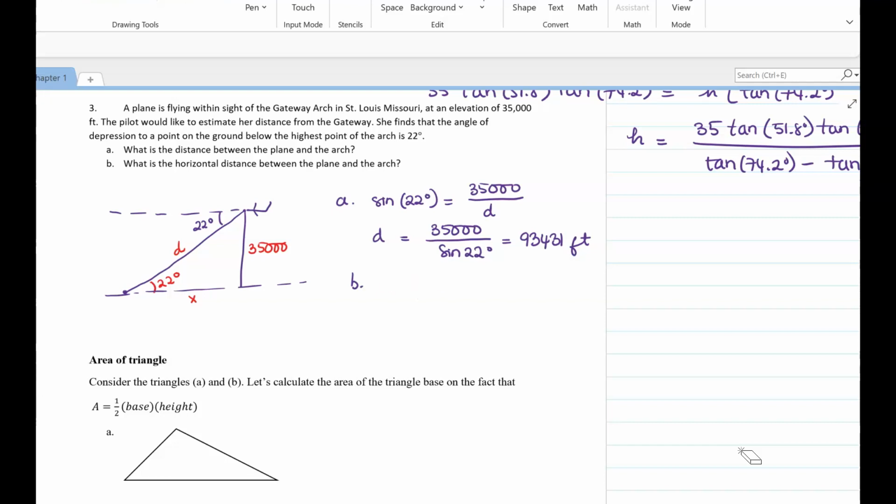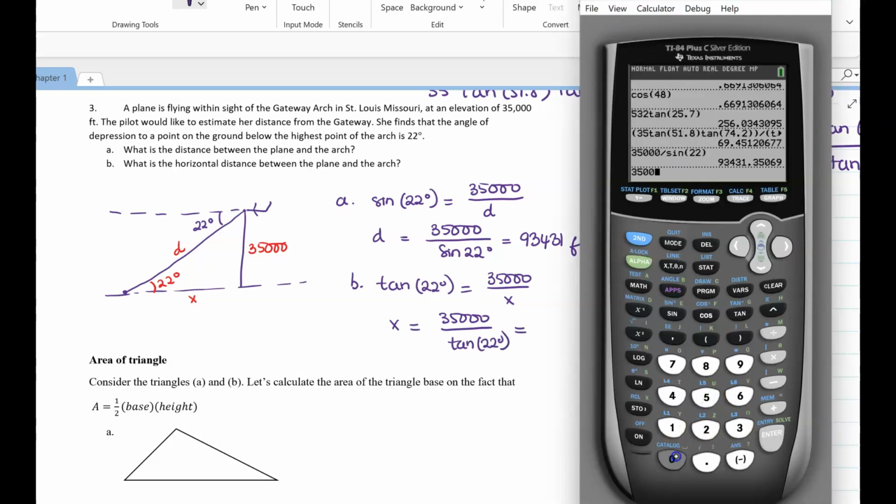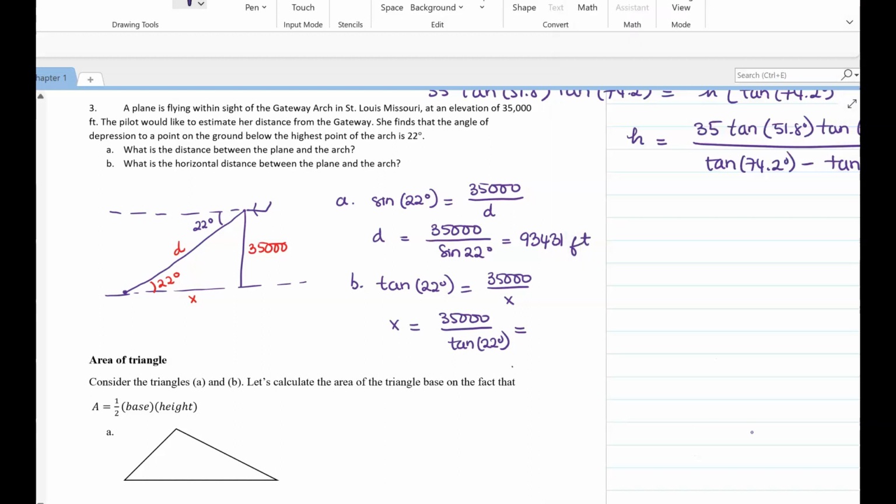So how do we get around this? I can say that tangent of 22 degrees is equal to opposite divided by adjacent. So then x is equal to 35,000 divided by tangent of 22 degrees. And that is 86,628 feet.